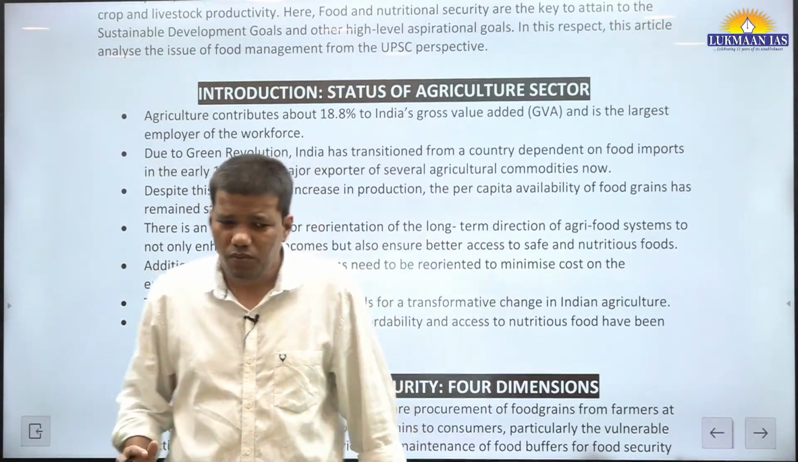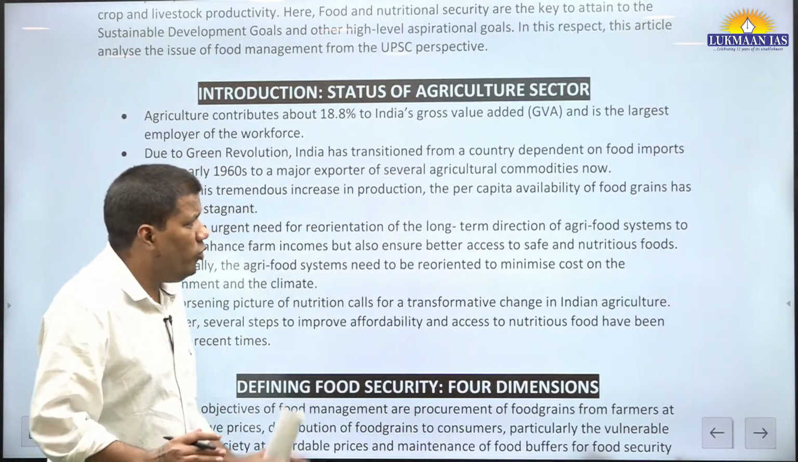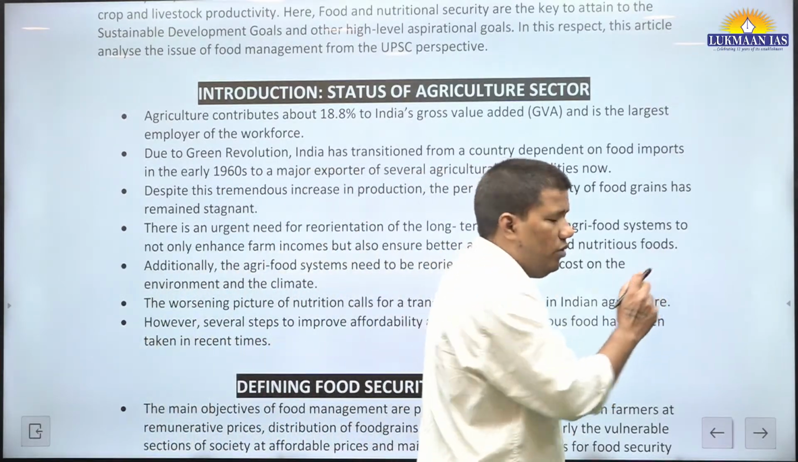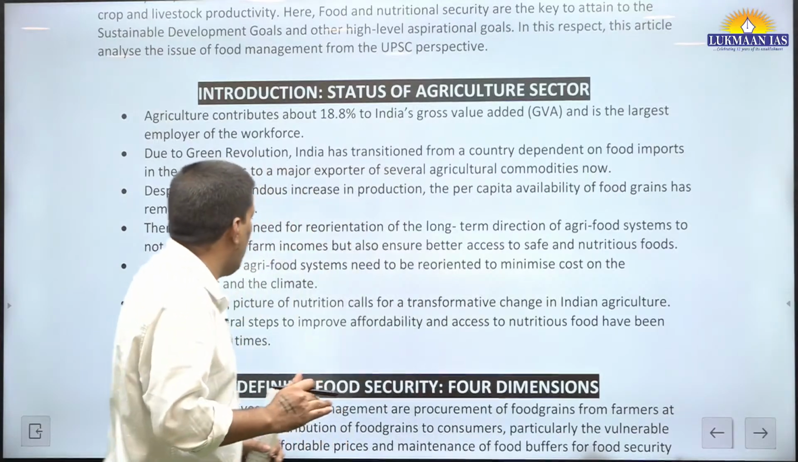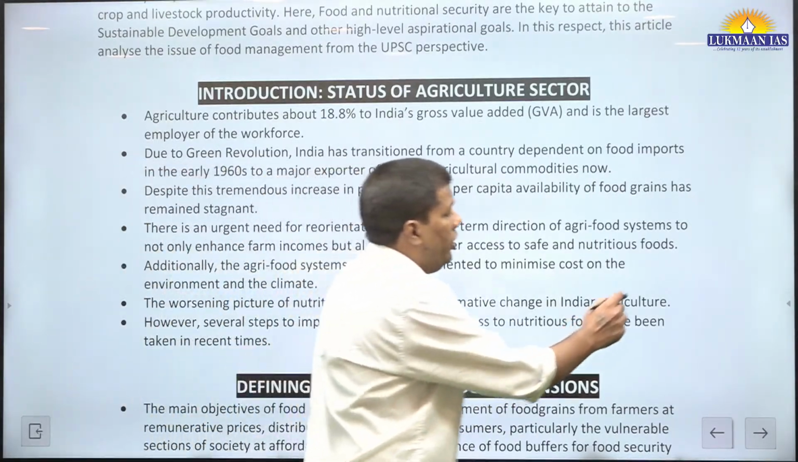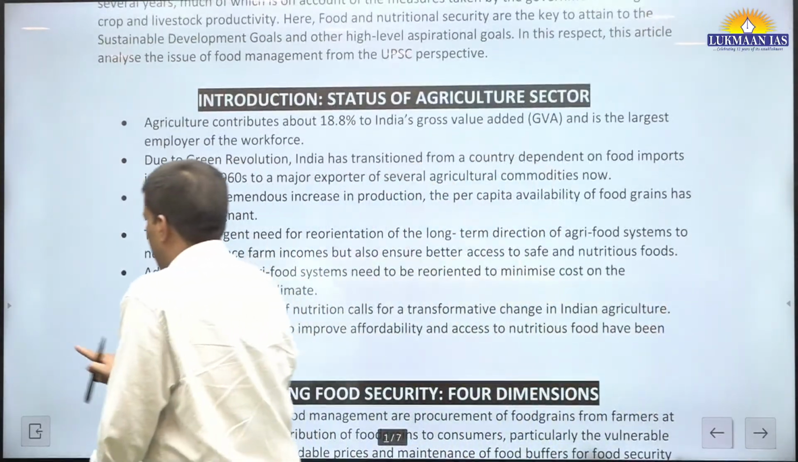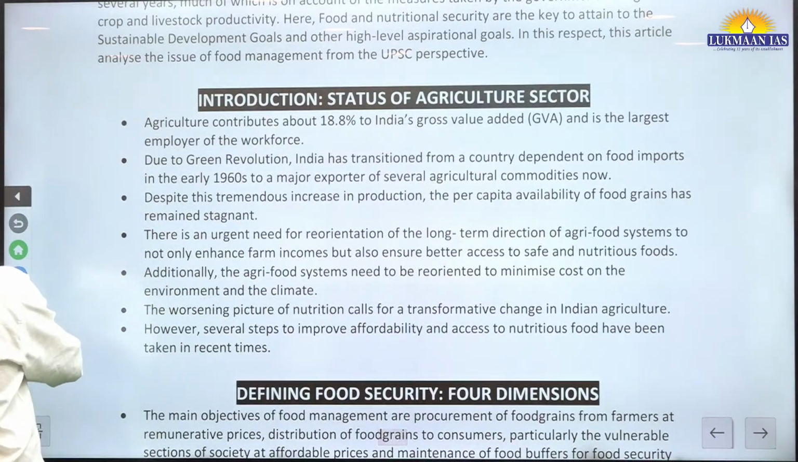Fine. Now, when you make the 2-pager on food and nutrition security, the first thing that should come is the National Food Security Act. Okay, let me take this.